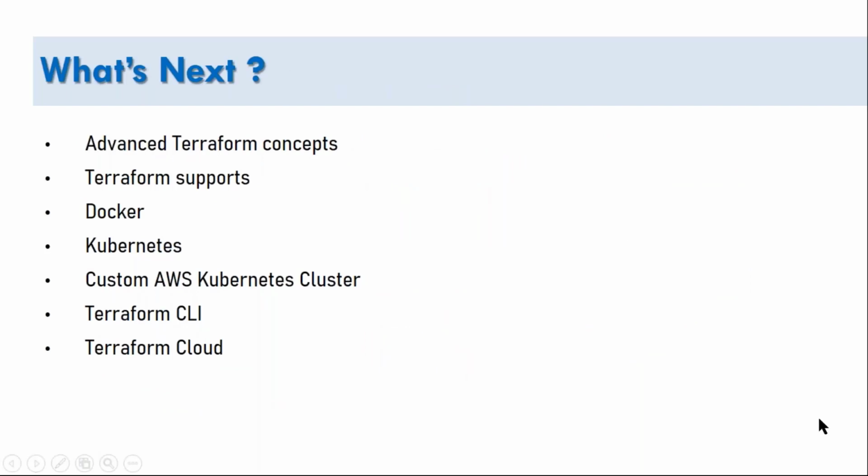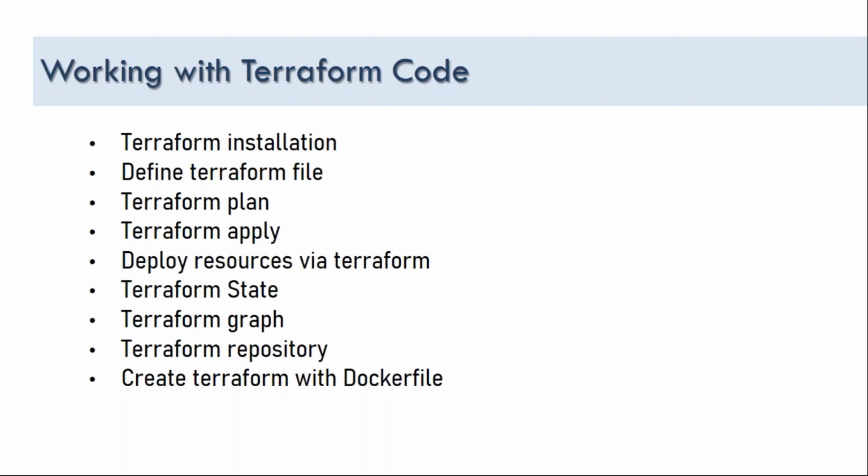The next level of Terraform, where we can go, is Terraform advanced concepts, Docker concepts, Kubernetes cluster or AWS Kubernetes cluster, Terraform CLI, and Terraform Cloud infrastructure building. Those are the things we can learn in further learning. Overall, the course at a high level covers: installation, configuration, defining Terraform files, Terraform plan, apply, deploying resources, different resources on different platforms, what the state is, how we can get the Terraform graph, repository, and creating Terraform with the Docker file. That's all from my end.